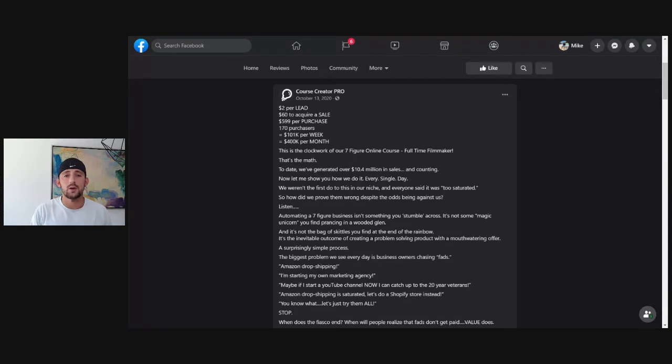All right, so this ad starts off with $2 per lead, $60 to acquire a sale, $5.99 per purchase, 170 purchasers. So this ad is clearly speaking to someone who is in this online marketing world, someone in this world of sales funnels who understands what a cost per lead is, cost per acquisition, cost per sale. So someone in that market who's scrolling through on Facebook, they see this first line, this $2 per lead, and they immediately know what that is. And this is probably something that they don't often see on Facebook, right? They're probably flooded with images of their friends and family. And then they see this first line, $2 per lead.